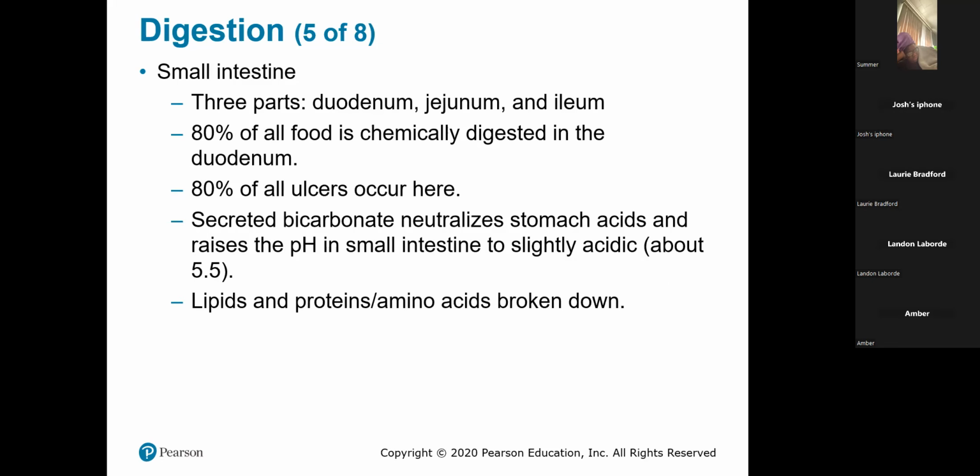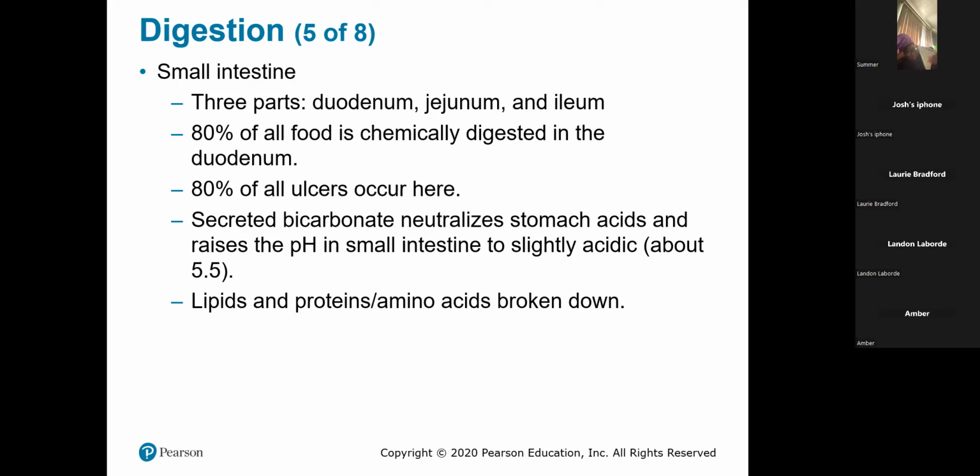So now we're starting to get into the small intestine. We have 3 parts to the small intestine. These are the duodenum, the jejunum, and the ileum. So 80% of all food is chemically digested in the duodenum. This is also where 80% of all ulcers occur, because that is where that food is being broken down. It's also where a lot of medications get broken down.